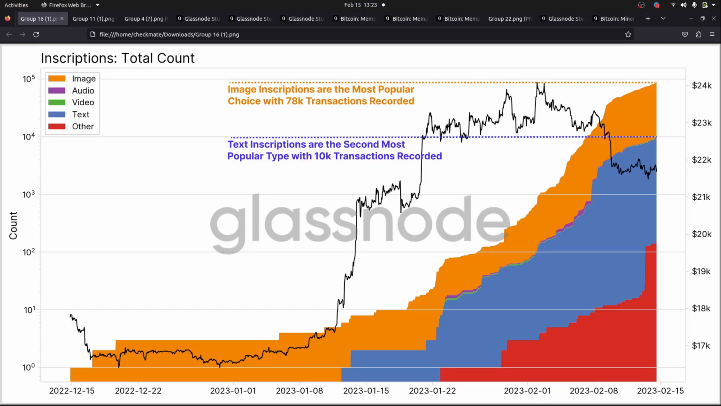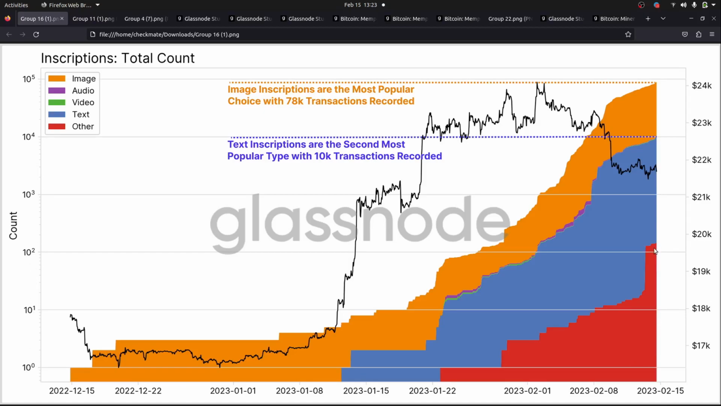Okay, so where I want to start is looking at the inscriptions by type. What are the types of inscriptions that we're actually seeing playing out? You can see here that the orange one is image. We've got text here in blue, other in red, and then there's a couple of others, audios and videos and stuff, but they are very small by comparison. Now, the other important thing to note here is that the left-hand axis is in log space. So up the top here, we've got 100,000 in terms of total inscription count. This is 1,000, this is 100, this is 10, this is 1.